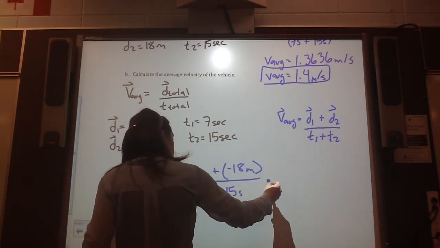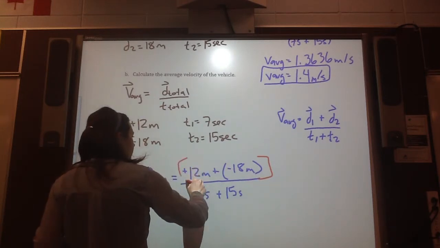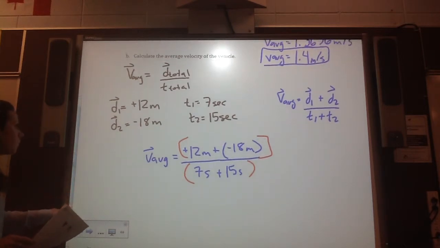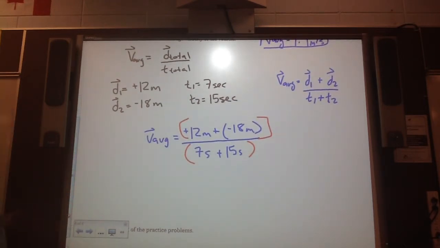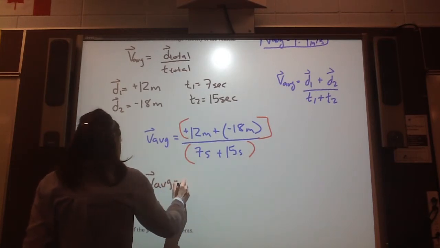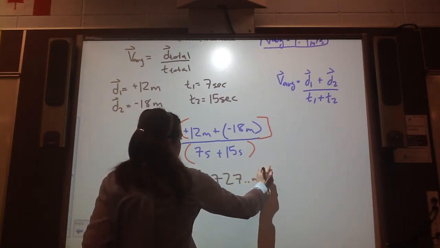Again, you can put it all into one step in your calculator by putting all of this into brackets, divided by all of this into brackets. So when you put this in, you should get V average is equal to negative 0.2727 meters per second.